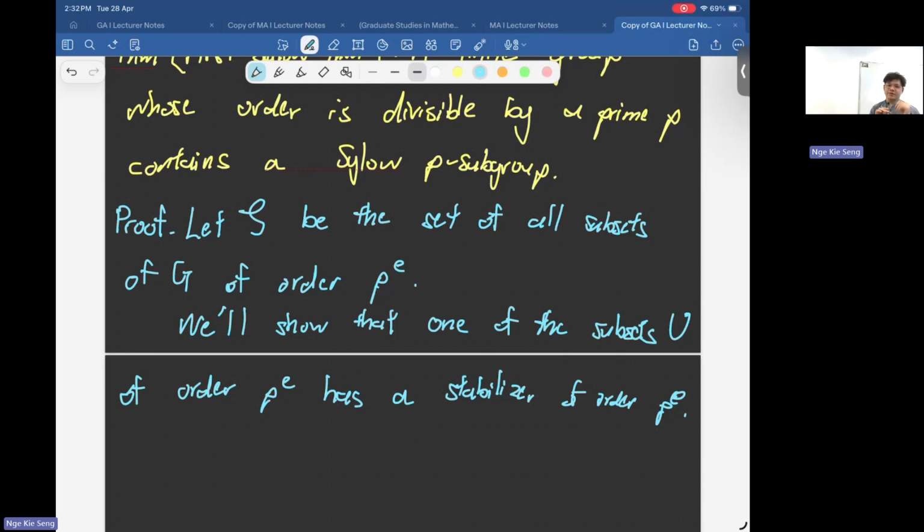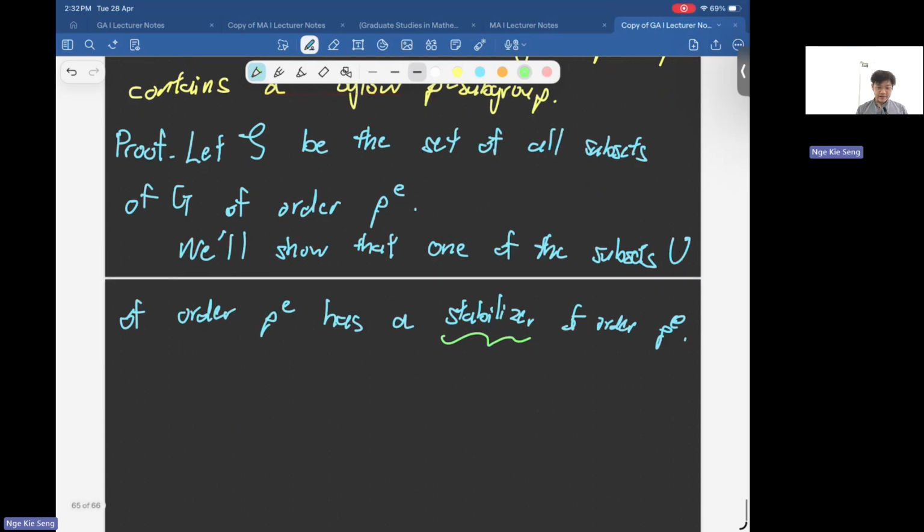Sorry, not conjugate action here. It's just the normal one. So let me tell you what this stabilizer is for. This action, I didn't tell you the two lemmas, but I'm going to tell you later. But this stabilizer actually is for the left multiplication action. It's not the conjugation, it's just the normal left multiplication.